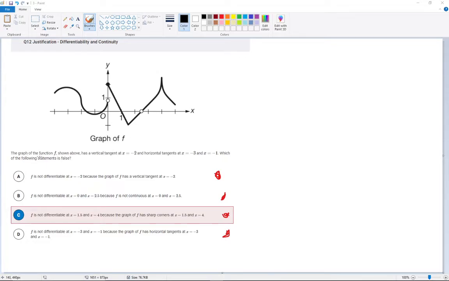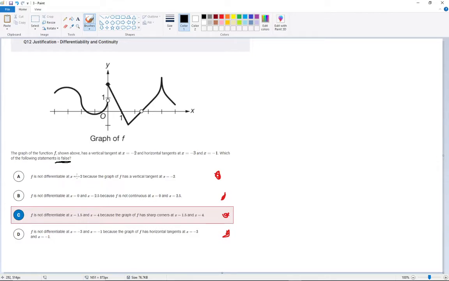Okay, so the graph of the function f shown above has a vertical tangent at x equals negative 2, and horizontal tangents at x equals negative 3 and at x equals negative 1. Which of the following statements is false? So keep in mind that we want information that is false. So let's look at choice A.